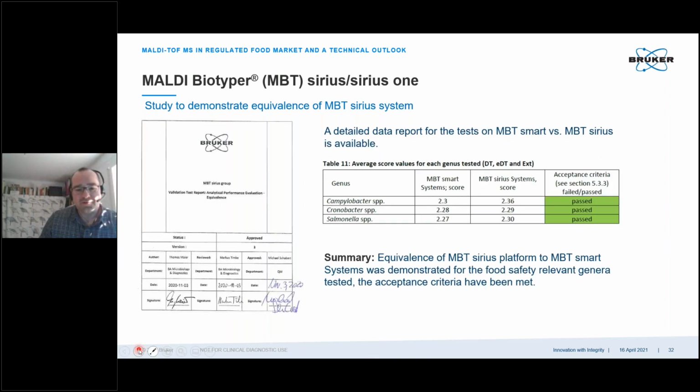All these data were summarized in a Bruker internal report, and this table 11 gives the log score values for the different genera achieved with the smart system and with the Zero system. And they are, in my opinion, not only equivalent, they are almost identical. So the equivalence of the Zero platform to the MBT smart system was demonstrated.